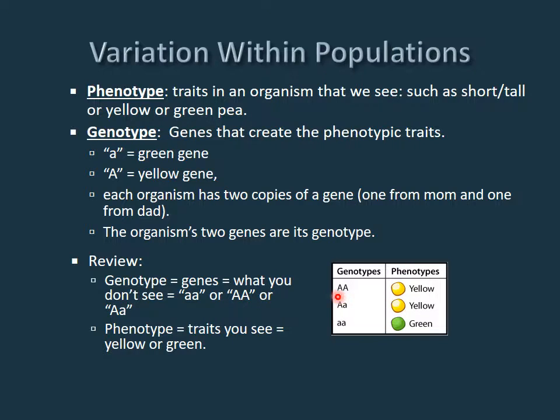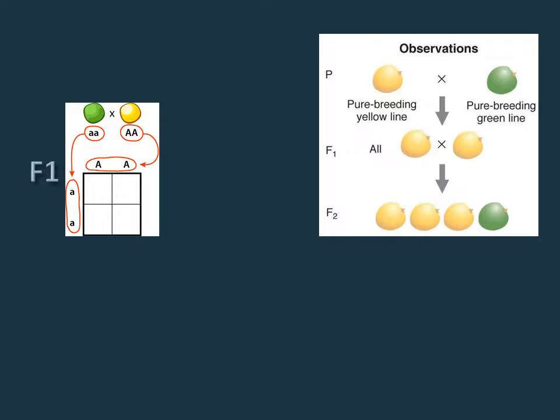We call each one of these genes an allele. The two alleles that you have, or the two copies of the genes, determine what you're going to look like. Again, genotype is the genes that you have, phenotype is what you see on the outside, like yellow or green. So let's take a look at why Mendel found that when he crossed peas that only produced yellow offspring with peas that only produced green offspring, he got all yellow peas in the first generation, and then when he crossed those two peas, he got 75% yellow and 25% green. The way to figure this out is through something called a Punnett square.